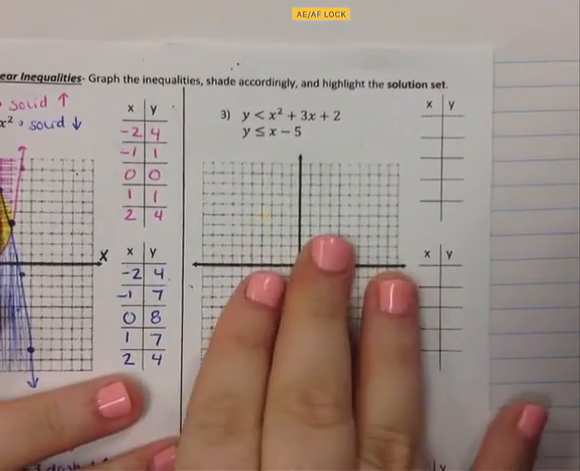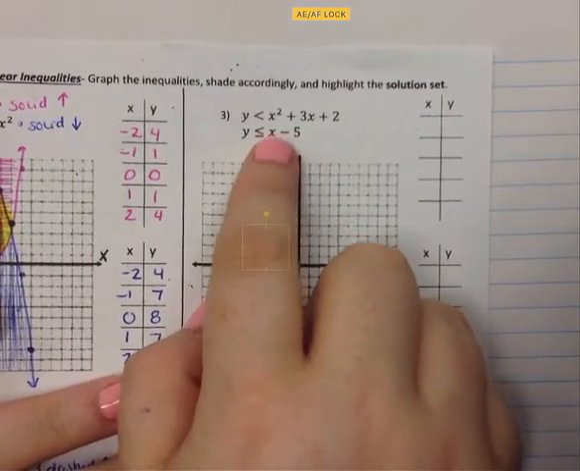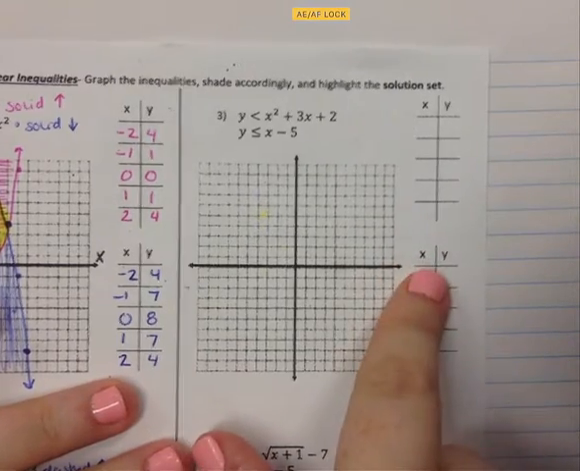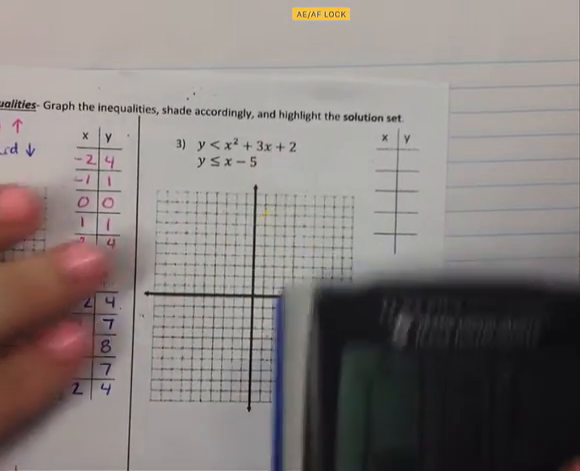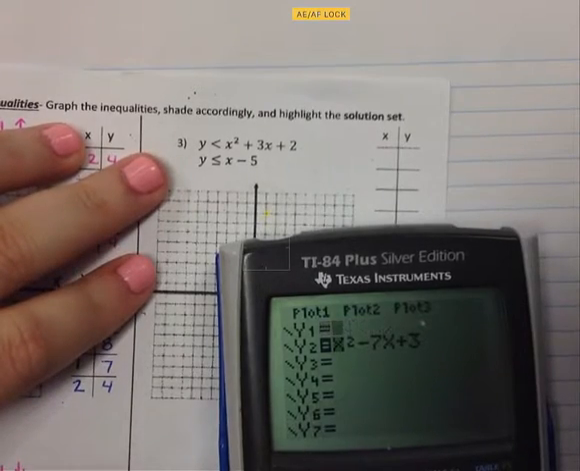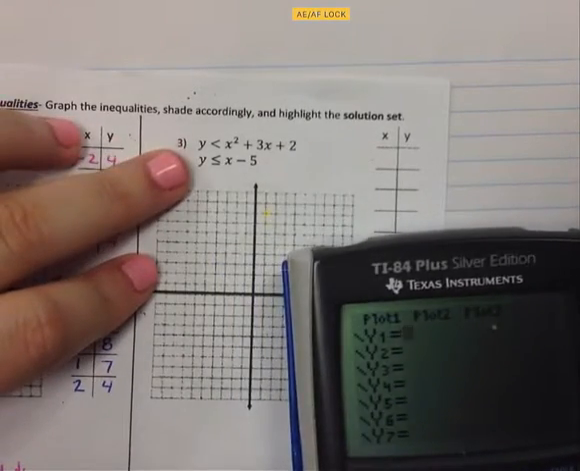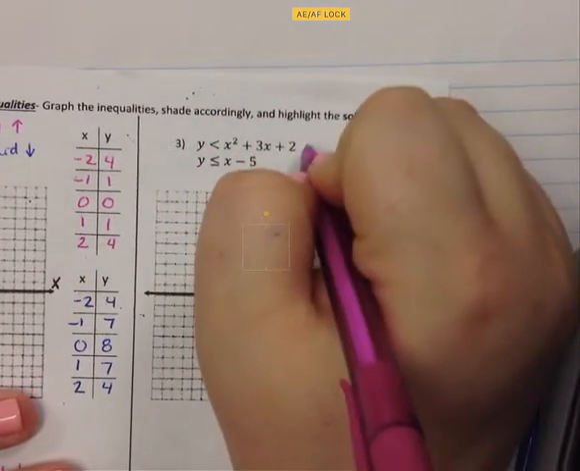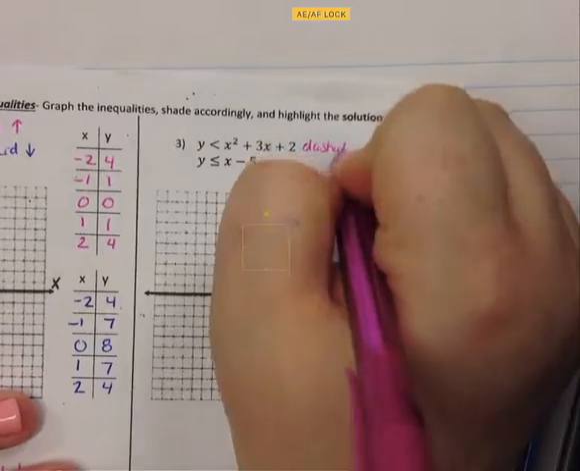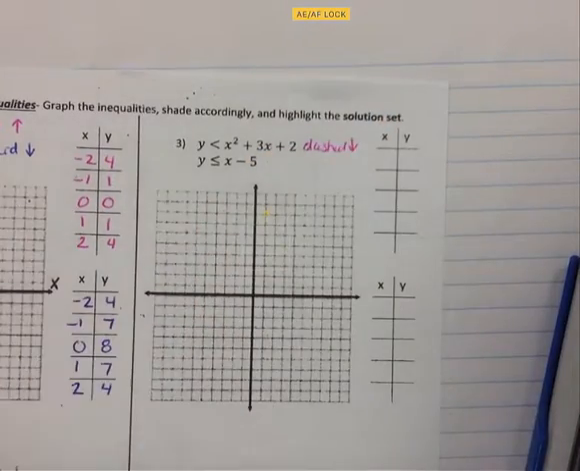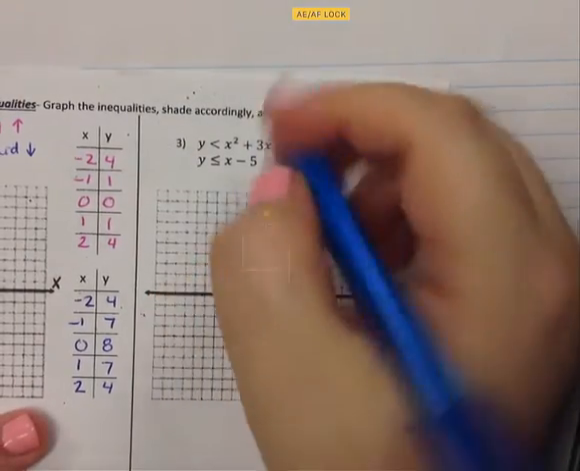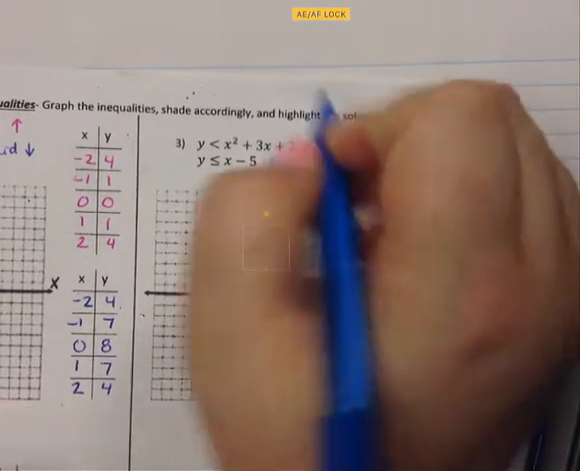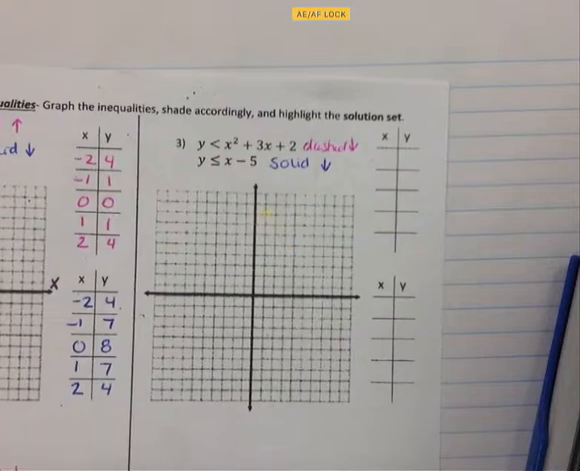On number 3, we have a parabola and a line. So the line you can actually graph without having to do your table, but you still can. So we're going to go to the table, y equals, I'm going to clear these out. Since they're both in y format, we're good. I can see that this one is less than, so it's just going to be dashed. And it says less than, so it's going to go down. And then for the line, it's going to be solid, and it's going to shade down as well. Sorry about the bell.